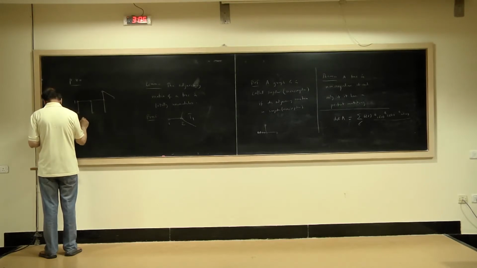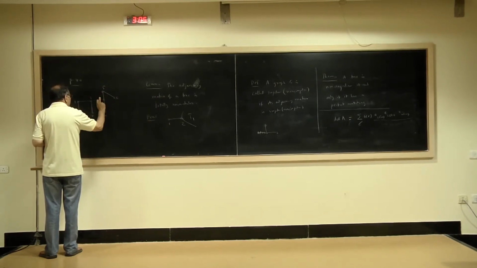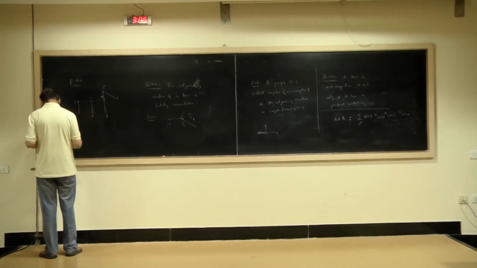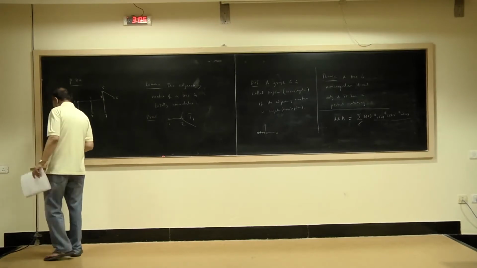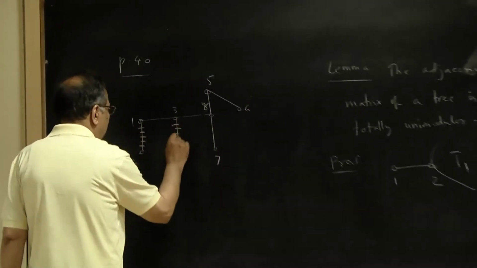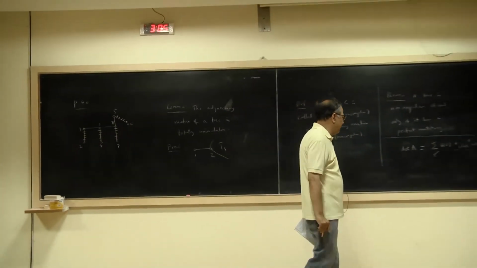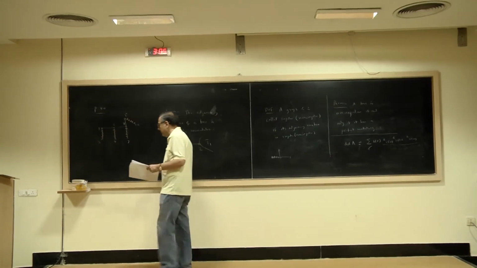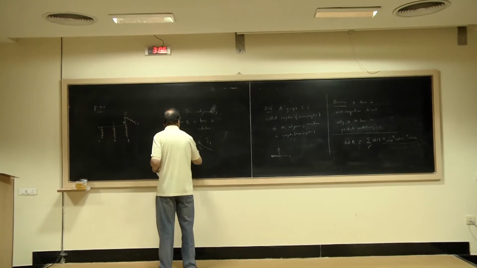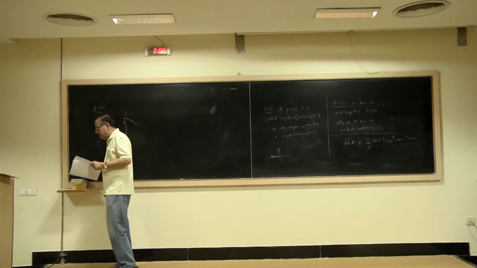And the numbers are 30. So this is the tree with a perfect matching. What is the perfect matching? This is the perfect matching. It is unique. So it is a tree with a perfect matching. So it has an inverse. Its adjacency matrix is non-singular. And I will tell you the graph theoretic description of the inverse.